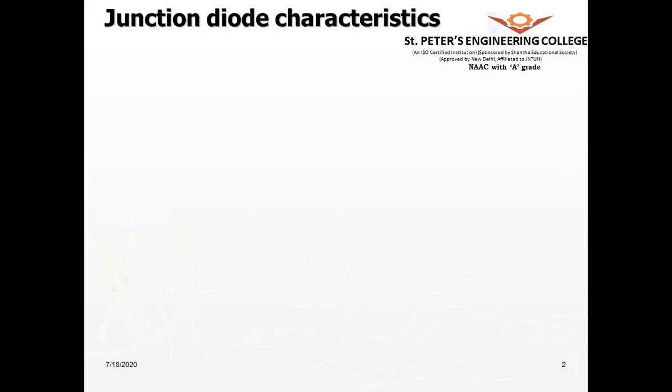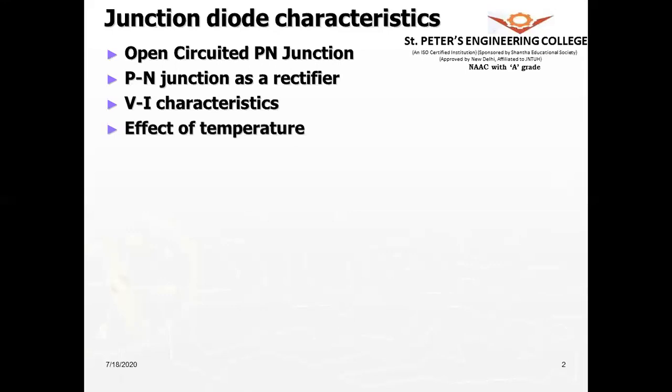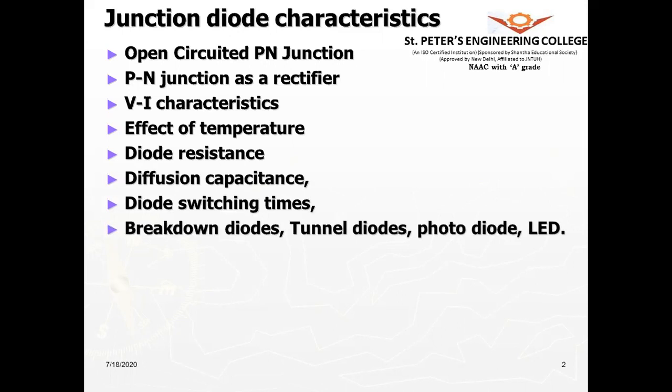In this video session, we will be looking into what an open circuited PN junction is, how the PN junction can be used as a rectifier, the VI characteristics of the PN junction diode, and the effect of temperature. We will also look into the diode resistance, diffusion capacitance, diode switching times, and a few types of diodes, that is the tunnel diode, photo diode, LED, etc.